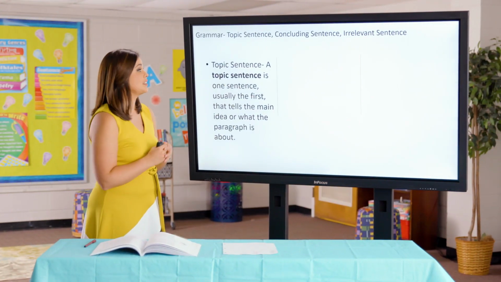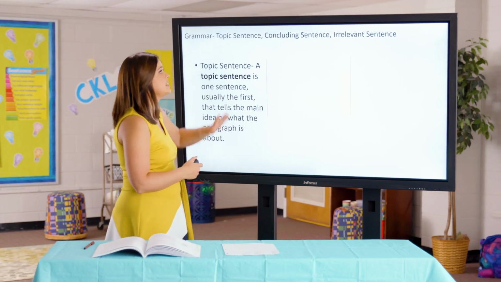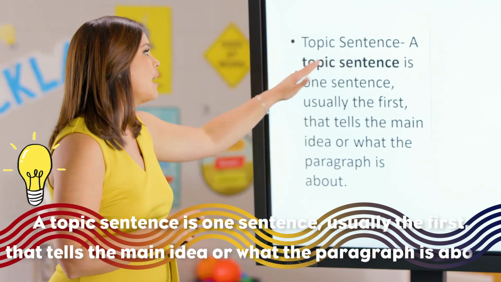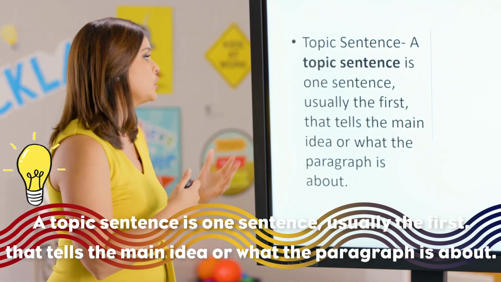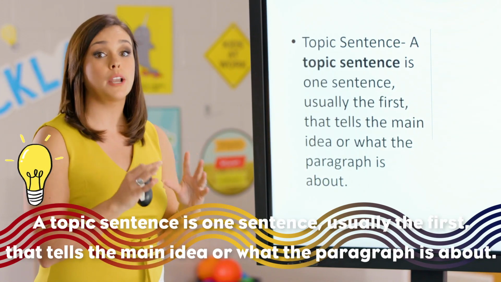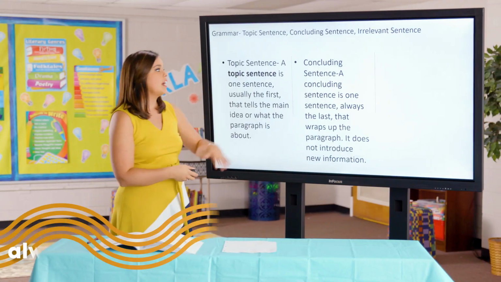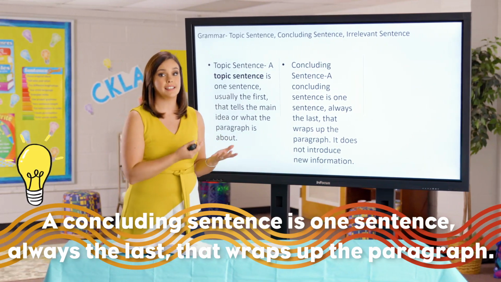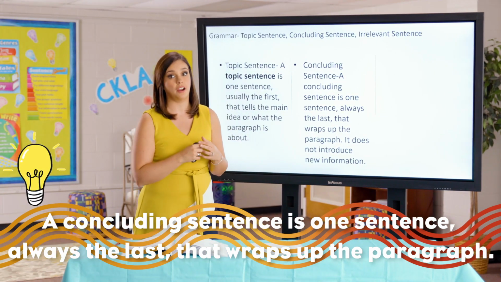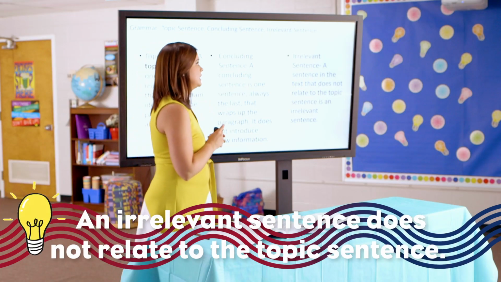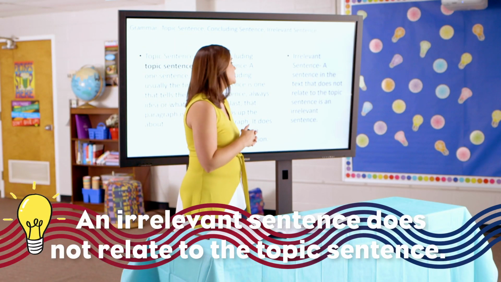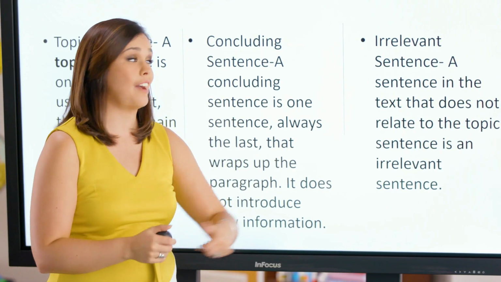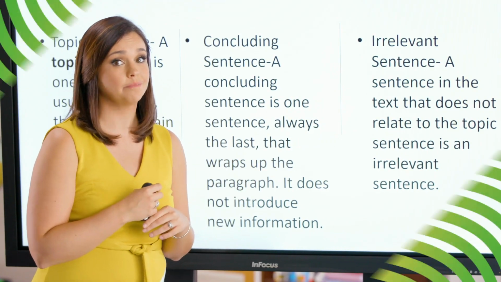And in the last few lessons, we've talked a lot about topic sentences, concluding sentences, and irrelevant sentences. Remember that a topic sentence is one sentence, usually the first, that tells the main idea or what a paragraph is going to be about. A concluding sentence is one sentence, always the last, which restates the topic sentence or wraps up the paragraph. And irrelevant sentences are sentences in the text that do not relate to the topic sentence. We want to make sure that our paragraphs don't have any irrelevant sentences.